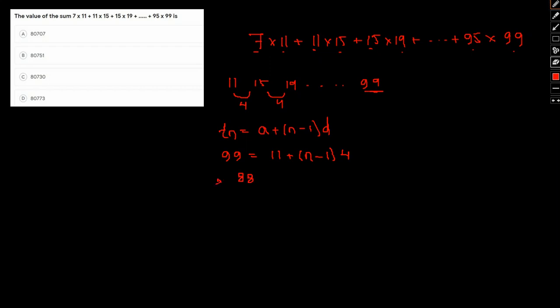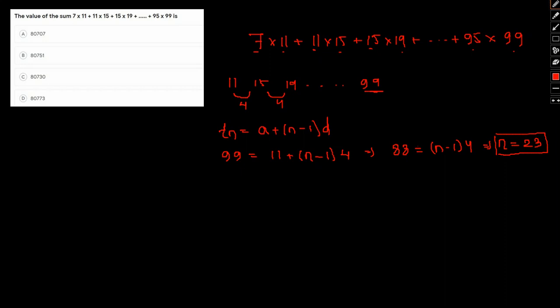Now let me write it here. This would come out to be 88 equal to n minus 1 into 4, that is n would come out to be 23. So we have 23 such terms. Okay, so we know there will be 23 sums.